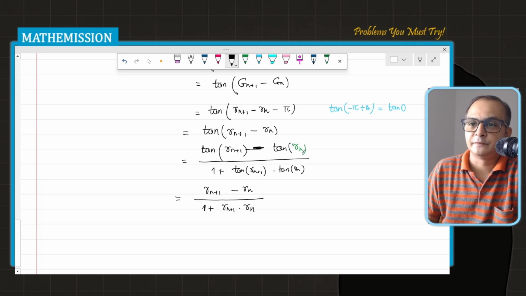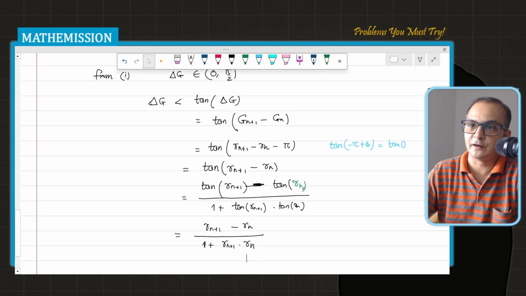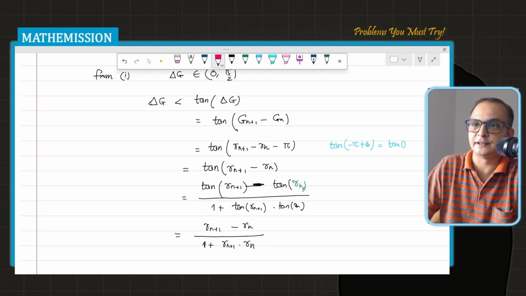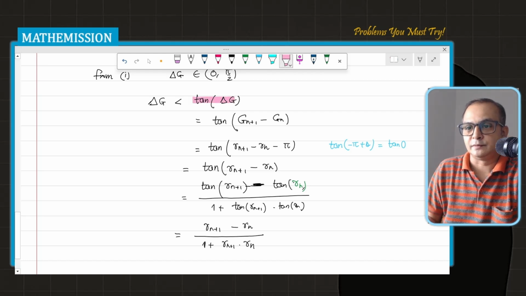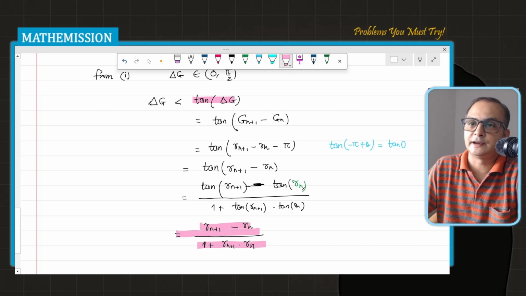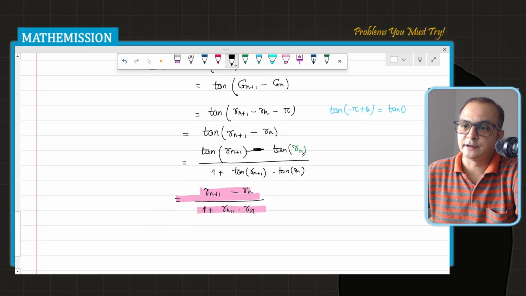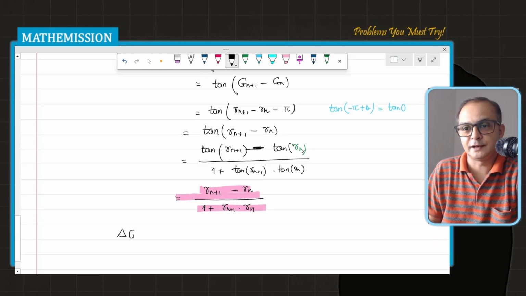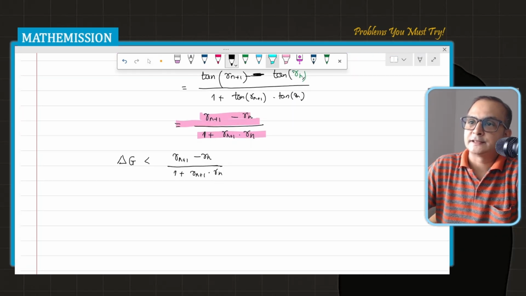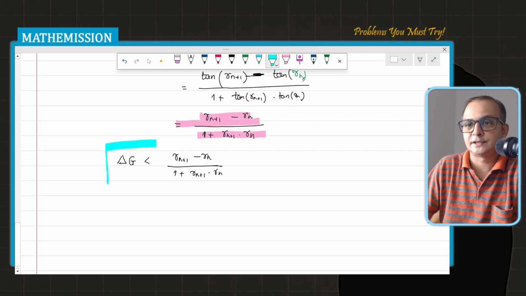Now, we have this all done for the right hand side of this inequality. If you understand this, we did it for this quantity, which means I can replace it at the place of tan of delta g in this inequality. So I'm going to write now delta g is less than r_{n+1} minus r_n divided by 1 plus r_{n+1} into r_n. Alright, this is our inequality established, and from there we have to think something.